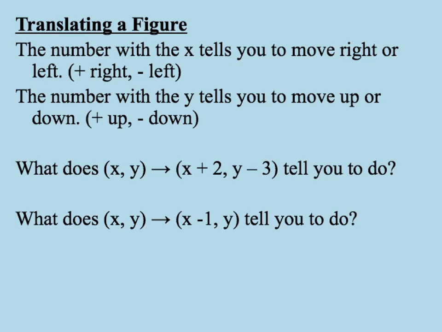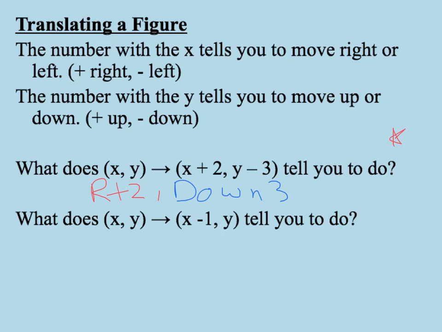So when we're translating a figure, the number x is going to move left or right. If it's positive, right, negative, left. And the number for y tells you if it moves up or down. So if I look at this problem right here, if I am going +2, that's going to give me right 2. And y -3 is going to give me down 3.